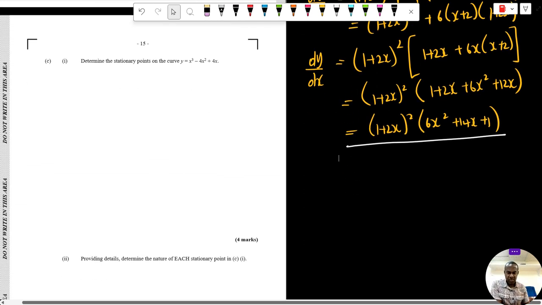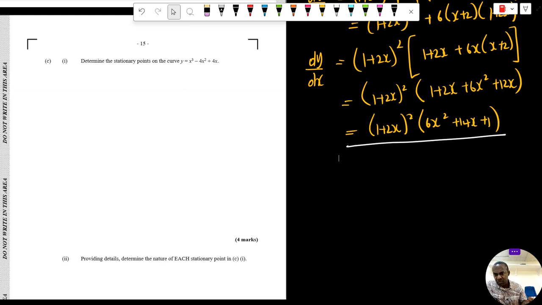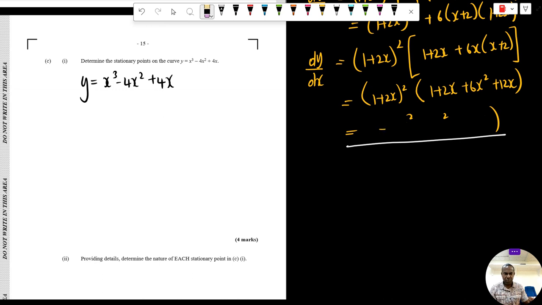Now, part C of this question says determine the stationary points on the curve y equals x cubed minus 4x squared plus 4x. So first of all, let's write down the equation of the curve. Y equals x cubed minus 4x squared plus 4x.